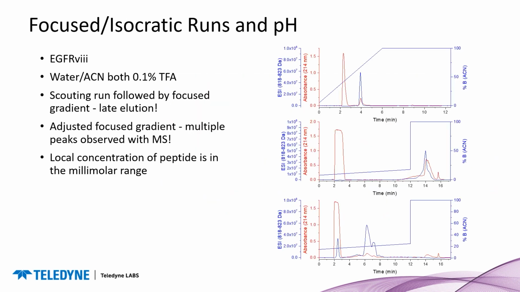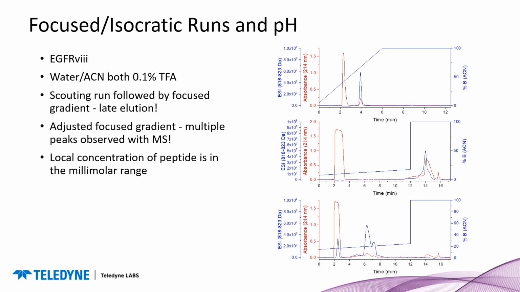Here is an example using a smaller peptide, EGFR. The first run uses the common water acetonitrile modified with 0.1% TFA, that is trifluoroacetic acid. The calculated gradient in the center shows a late elution.